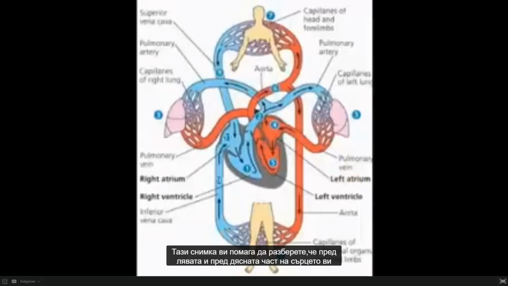And that picture gives you the understanding that in front the left and in front the right part of your heart, you have different kinds of resistance, and the pressure which is generated inside each chamber is regarding that resistance, to pass by the resistance of the lungs and head and to pass by the resistance of all your body.